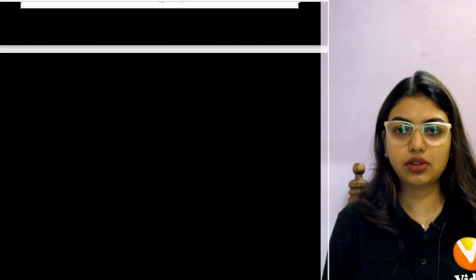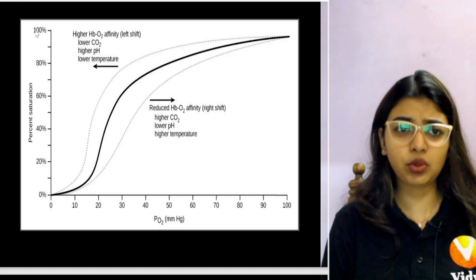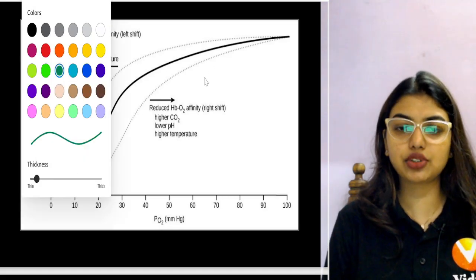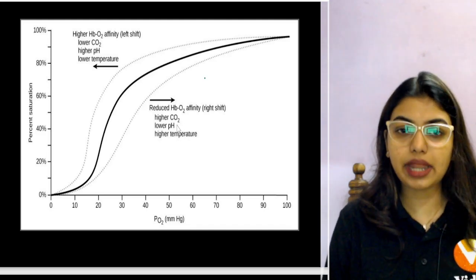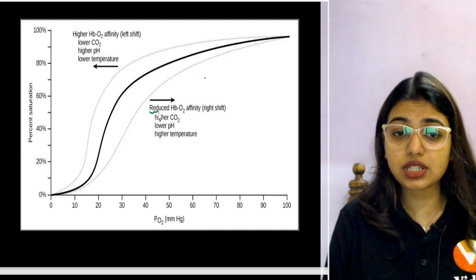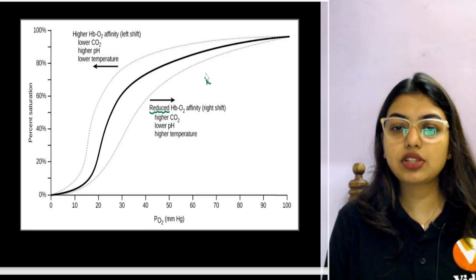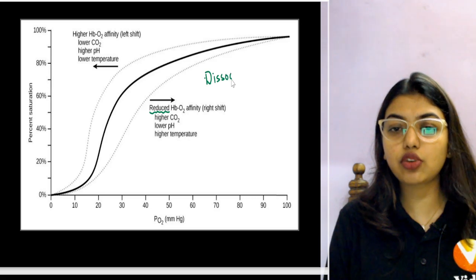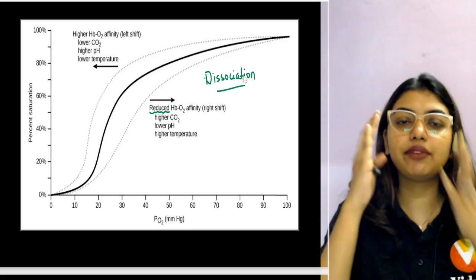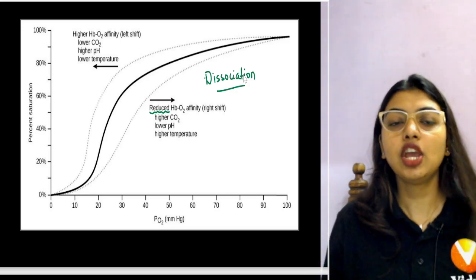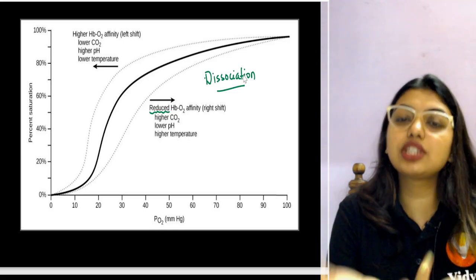Okay, so as I taught you the curve, look at this curve here. What is going to happen is if the curve has to shift towards the right, that is when there is reduced affinity between oxygen and hemoglobin. And why does this happen? Obviously because we need dissociation and we need to drop the oxygen for the tissues. If there is a bond, we have to break the bond to release something. So that bond is broken so that we can release this oxygen to the tissues and tissues can utilize it.